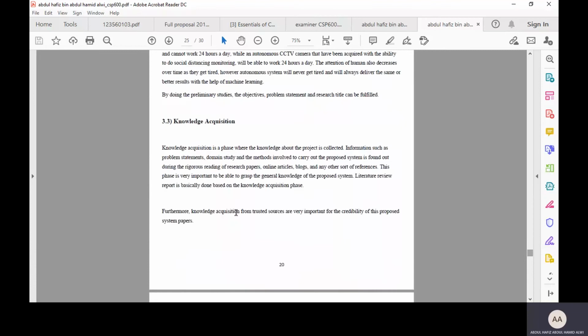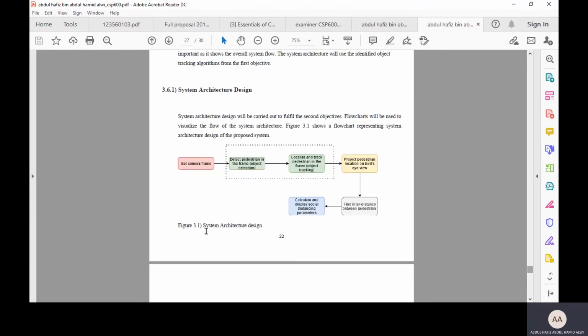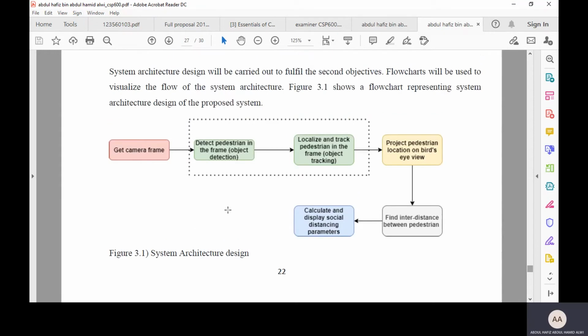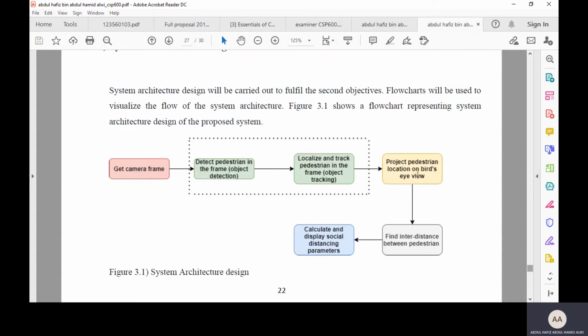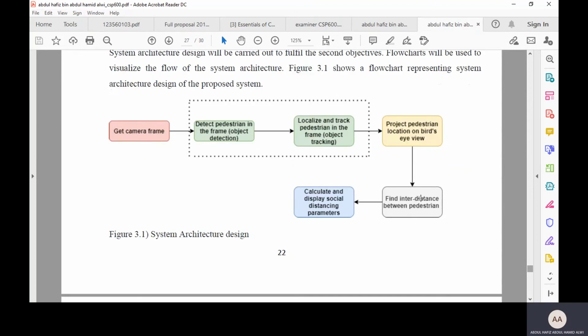So I will quickly jump to the flowchart of this system because of time constraints. And this is the system architecture design. So first of all, we get the camera frame and detect pedestrians in the frame, which is object detection. Localize and track pedestrians in the frame, object tracking, and then project pedestrian location onto a bird's eye view. Bird's eye view is one of the inverse mapping techniques, and it is one of the interdistance measurement techniques also. So yeah, that is bird's eye view.